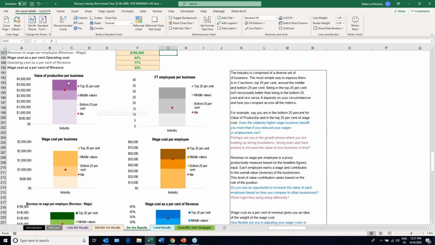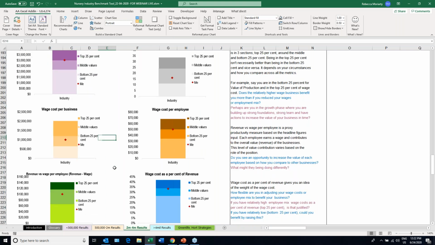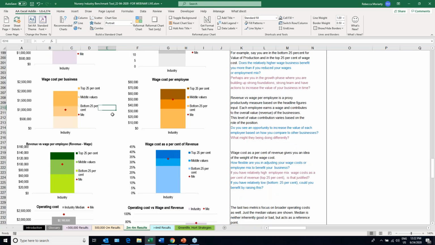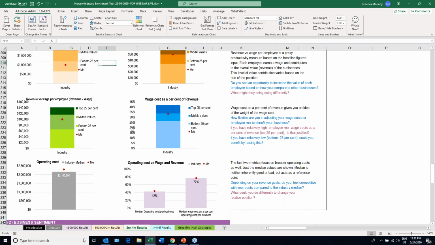For the value of production, the first one, the revenue, we can see we're borderline top 25%, middle value. And for full-time employees per business, we're in the middle. Wage cost per business, we're in the middle. Wage cost per employee, a bit borderline there as well. The productivity, we're about the middle. And the operating costs are a little bit above the median.